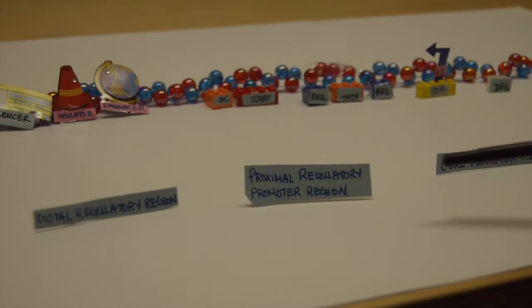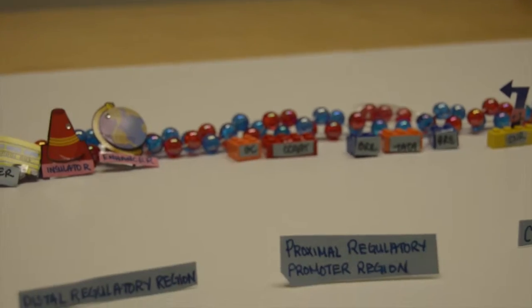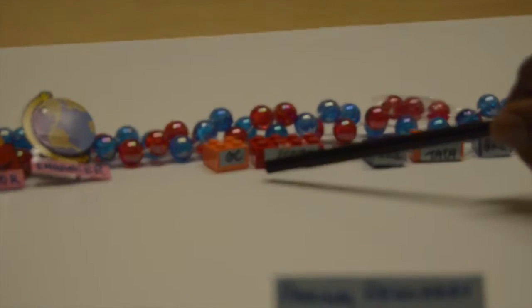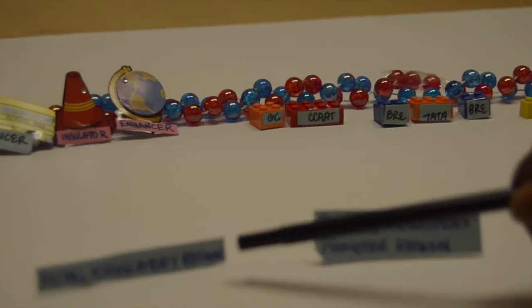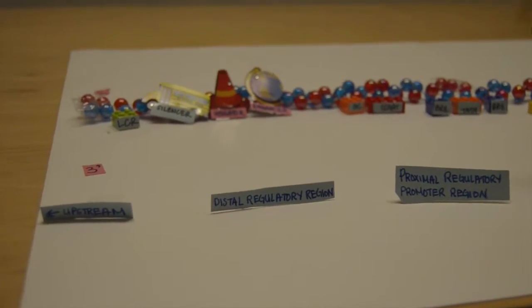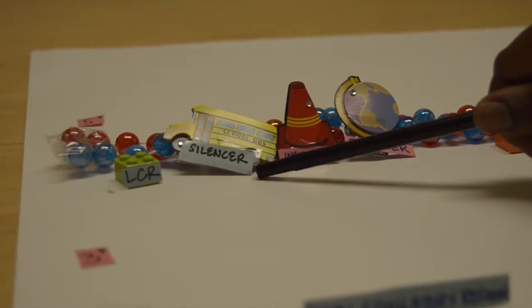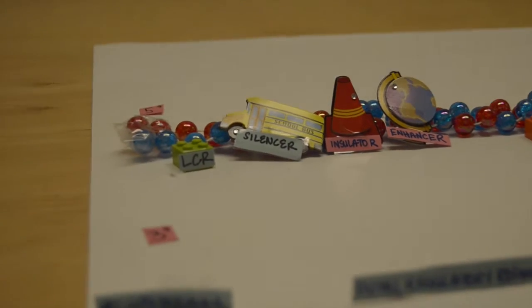Next we have the proximal regulatory promoter region, and this is where we have the CAAT box and the GC box. More upstream from that, we have the distal regulatory promoter region. It is made up of the enhancer, the insulator, the silencer, and the LCR, which is the locus control region.